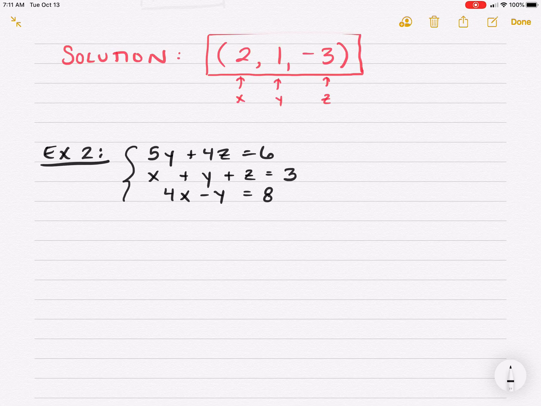All right, hit pause if you need. Let's write down this system. Well, one thing that I noticed right off the bat is that two of the equations only have two variables.